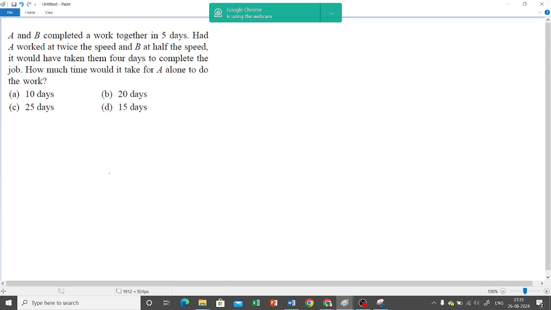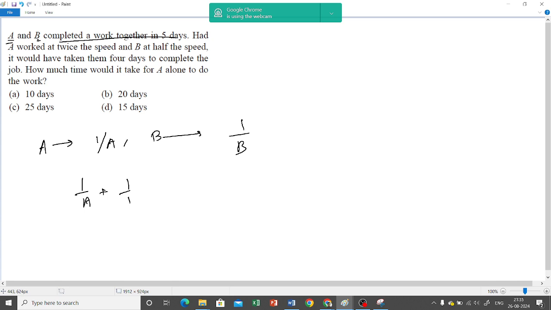Okay, A and B completed a work in 5 days. Had A worked at twice the speed and B at half the speed, it would have taken them 4 days to complete the work. How much time would B take alone? Fine. So A's 1 day work I am taking as 1 by A, and B's 1 day work I am taking as 1 by B.